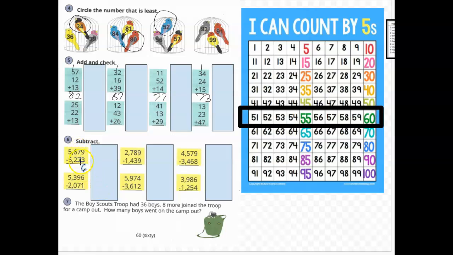Okay, what does 7 take away 7? If I have 7 and I take away 7, I have 0 left, right? And if I have 6 and I take away 2, I have 4. And if I have 5 and I take away 5, I have 0.